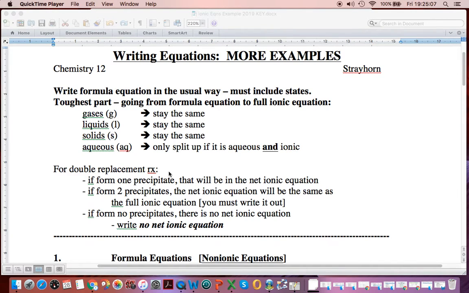So for a double replacement reaction, if you form one precipitate, then the formation of that precipitate is going to create your net ionic equation. If it forms 2 precipitates, then the net ionic equation will be exactly the same as the full ionic equation, and you have to write it out. But let's say you mix 2 compounds and you don't get any precipitate. So you have to write out all these dissociations, all the aqueous, but there's no net ionic equation because nothing changed. So let's try it.